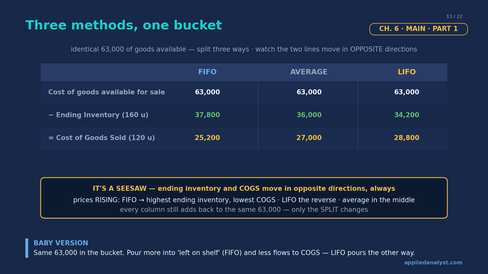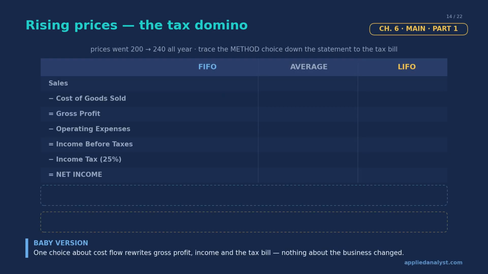But this is not some cosmetic curiosity. That split runs all the way down to the check you write the government. So let's push these 3 columns down the income statement and watch the dominoes fall. So here they fall, all 3 columns, straight down the income statement, right where I promised.